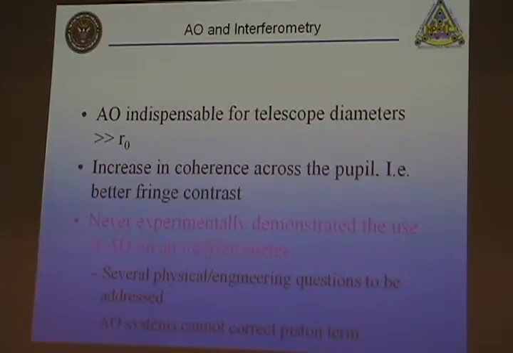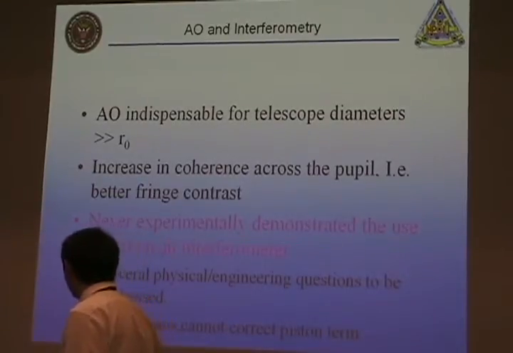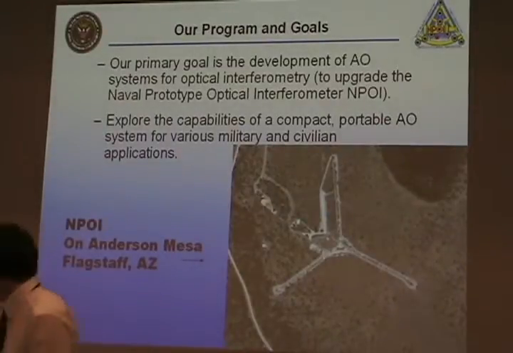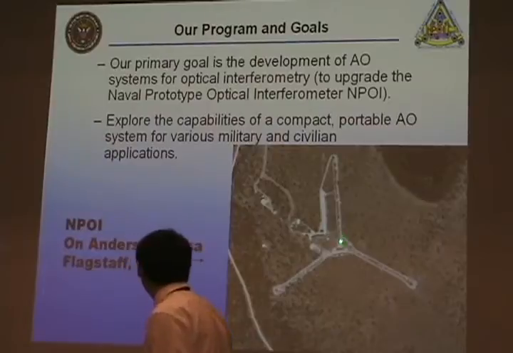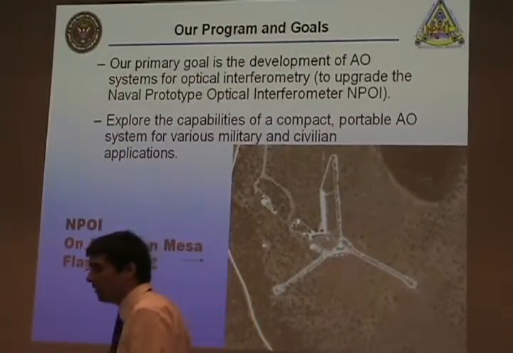And the main reason we're looking at adaptive optics is we're going to eventually be using it on an interferometer. Basically, this has never been experimentally demonstrated, so there are a lot of issues that we have to deal with and see how effectively this is going to work. And this is in Flagstaff, Arizona. Basically, it's showing the Navy Prototype Optical Interferometer here.